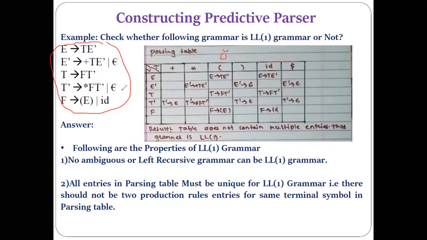Now, for that purpose, you have to calculate the first and follow for this grammar. Then you have to construct the parsing table for this grammar. So this is the parsing table for this grammar. You can check it.